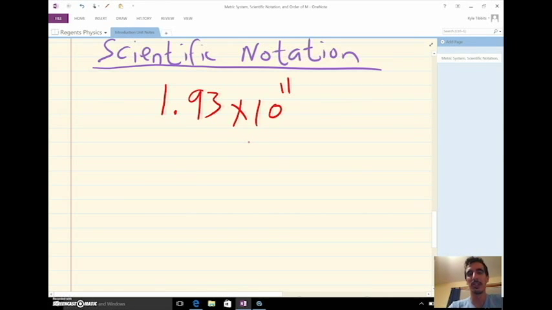Now, if you want to write this in your calculator, you want to use your EE button. It's very handy when you're dealing with powers of 10. So if you typed in your calculator 1.93 EE, that's second EE in your calculator, and then just 11, it will read it as 1.93 times 10 to the 11th.